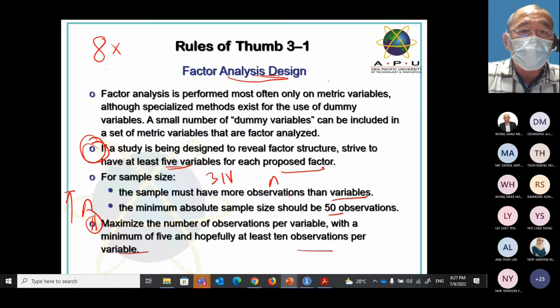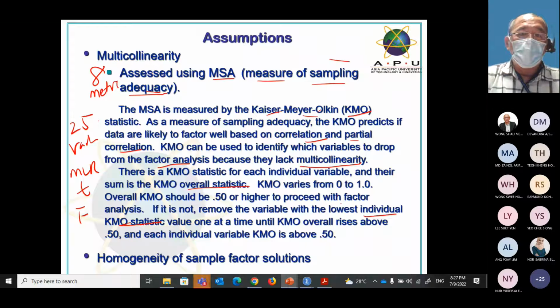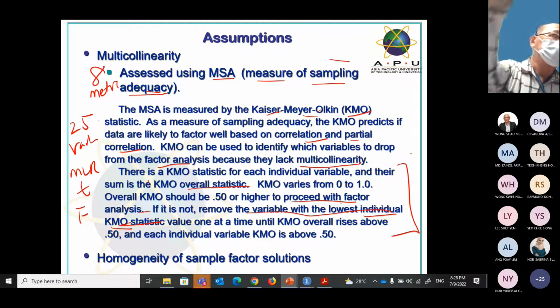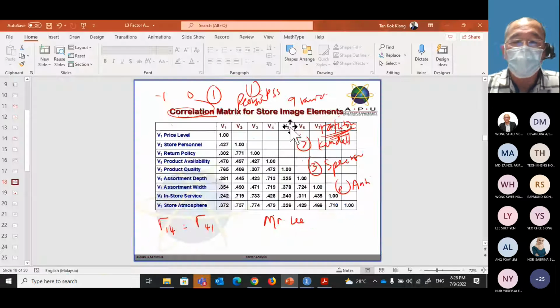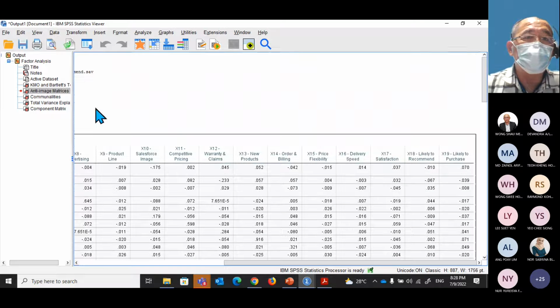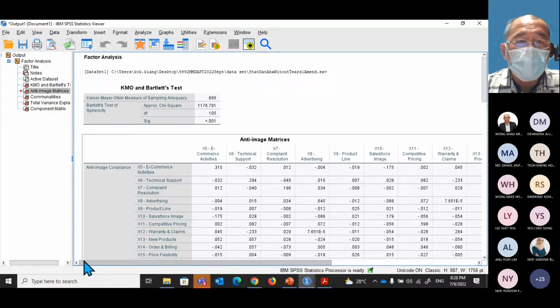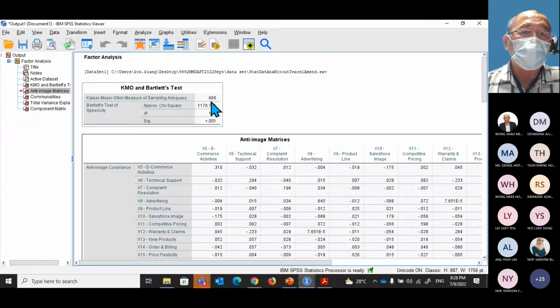So this is the procedure. Can you see 0.5 or higher to proceed with the factor analysis? If not, you remove the variable with the lowest individual KMO. The values on the diagonal are actually all the MSA, for the individual statistics. The one that we saw at the beginning of the output is the overall KMO. The overall KMO, can you see 0.666? Yes, this value, the first output.